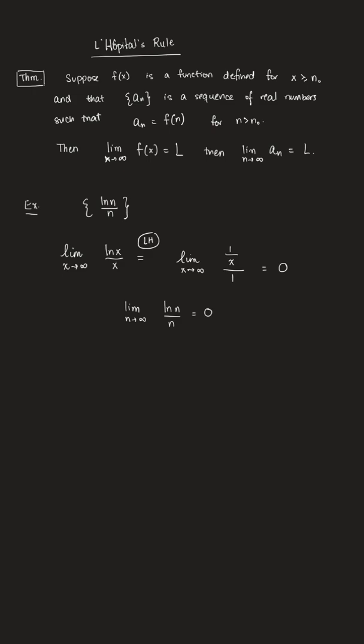Basically, everything that I'm saying here is that you can use L'Hopital's rule with sequences. So let's look at another example. And let's determine whether the following sequence converges or not. So let's say we have n plus 1 over n minus 1, to the nth power. And I want to know whether this thing converges or not.